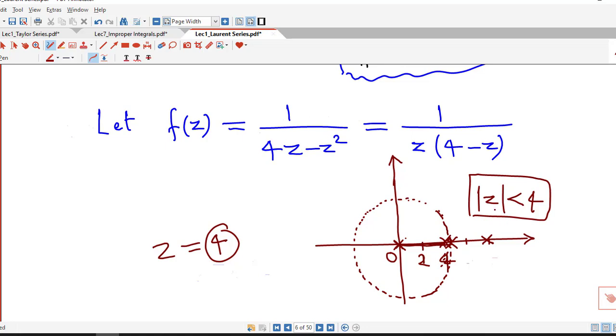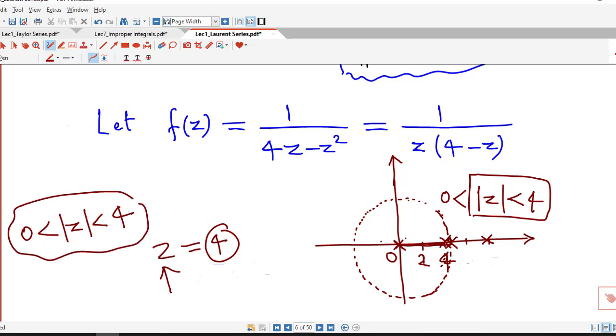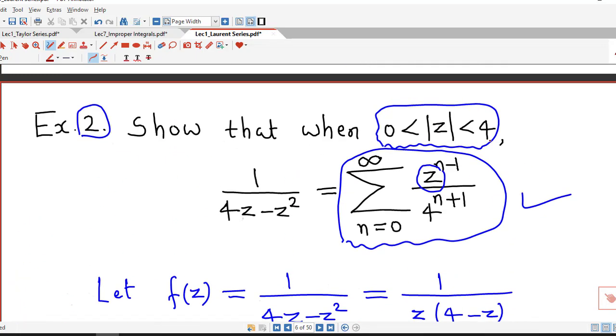So if we consider absolute value of z less than 4, we are excluding this point at which the function is not analytic. But the function is not analytic at z equal to 0 also. So to exclude this point, we have to add this condition: absolute value of z is bigger than 0. So our function is analytic in this annular domain, 0 less than absolute value of z less than 4, whose center is z equal to 0. Therefore, we are given this domain, and in this domain the function is analytic.